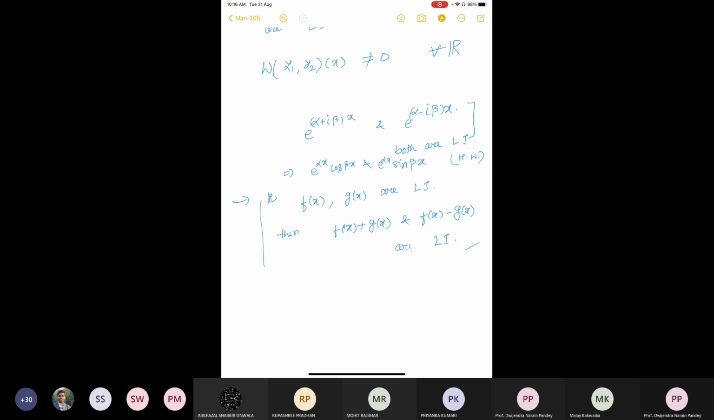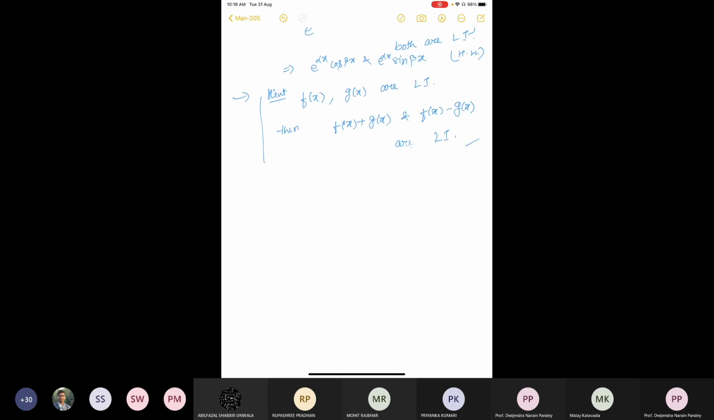Now, the hint I'm giving like this. Now I'm just proving this hint. I think proving the hint is okay. So f(x) and g(x) are linearly independent. It is given. Now I want to prove that the sum and the difference are also linearly independent. I think it is not very difficult to prove.